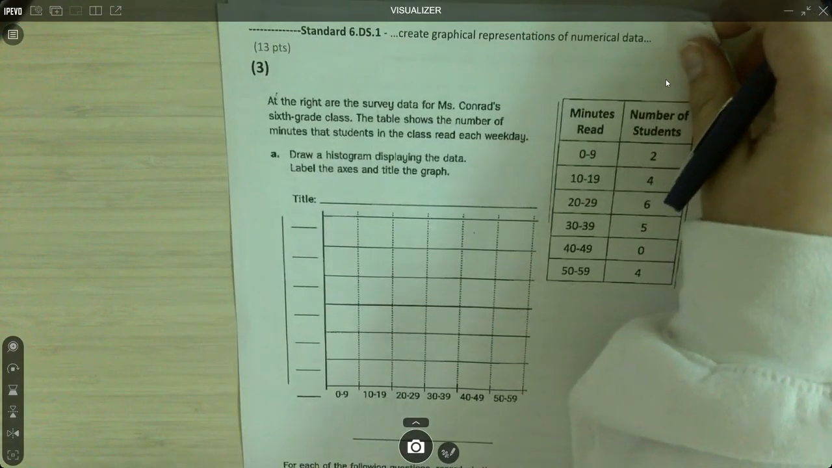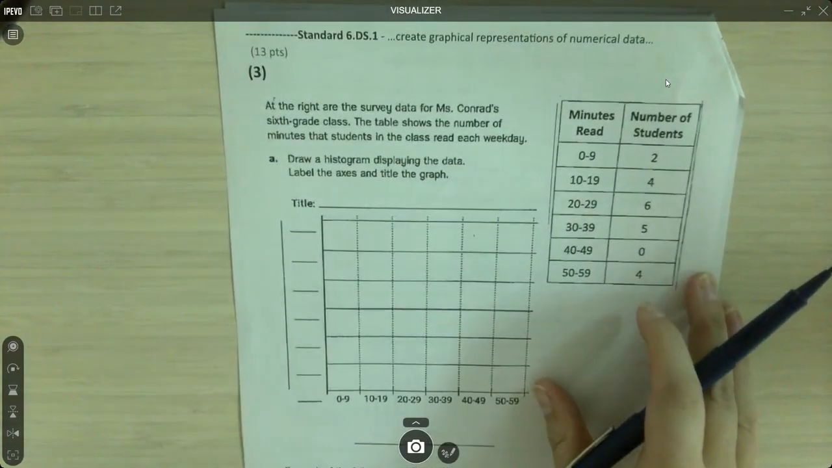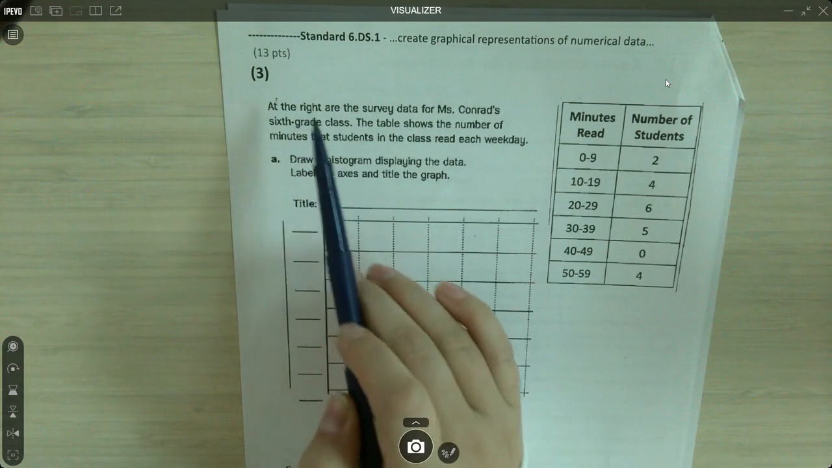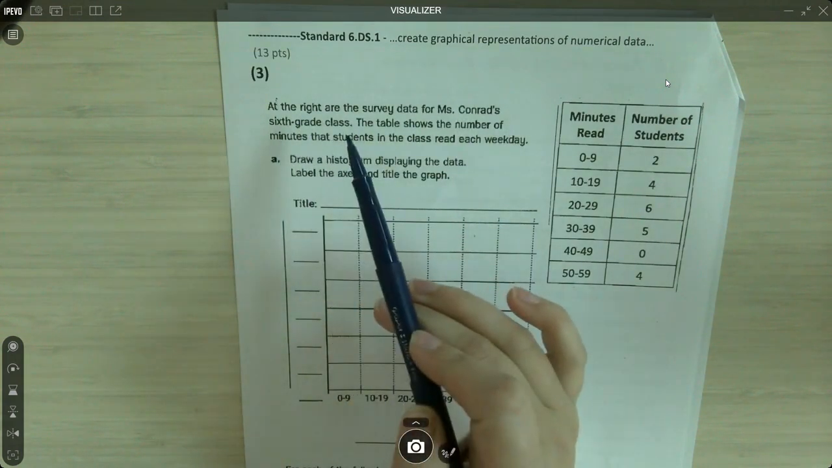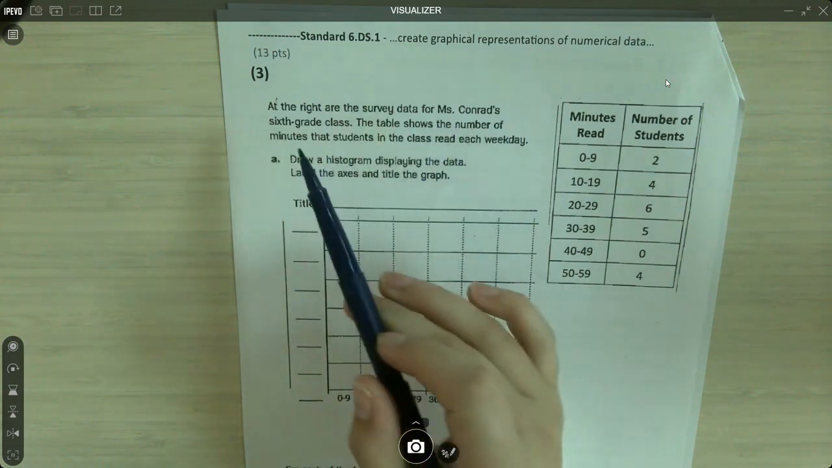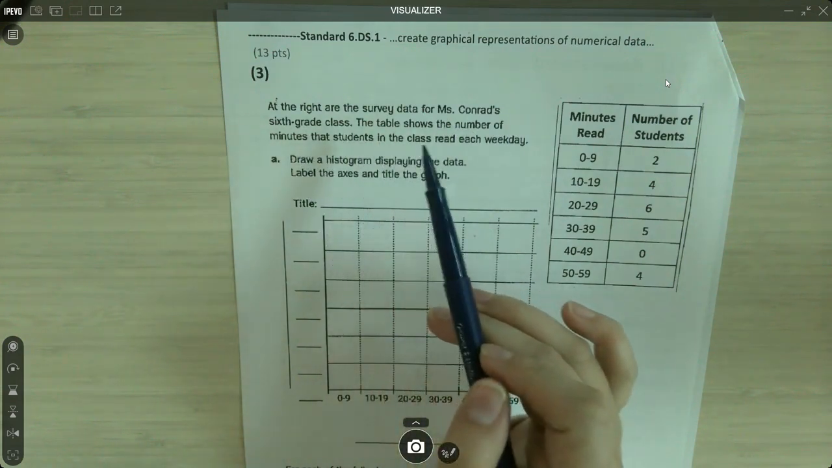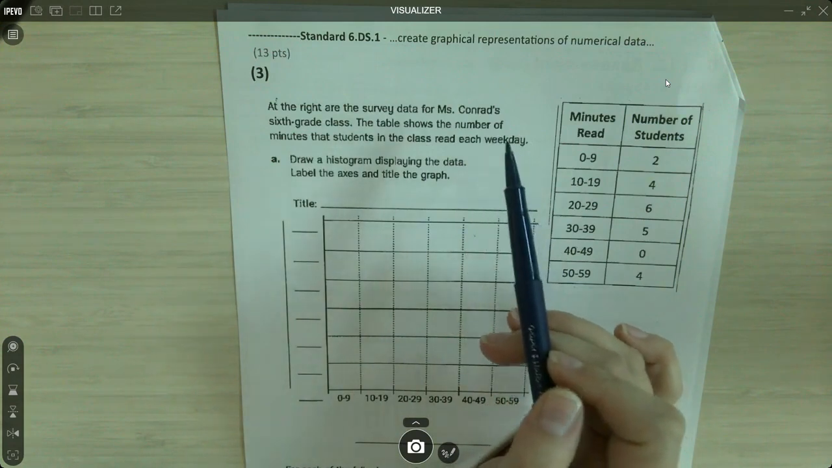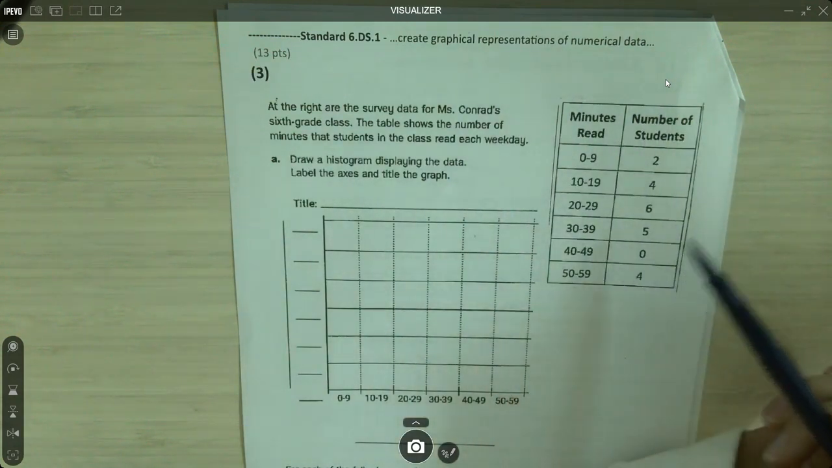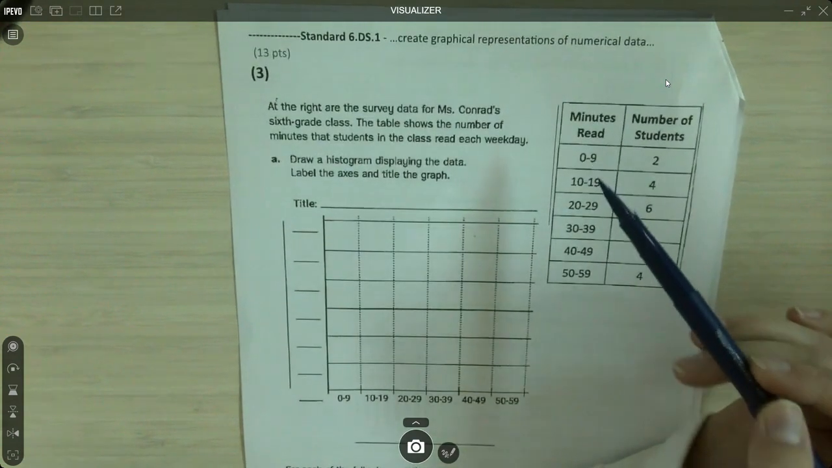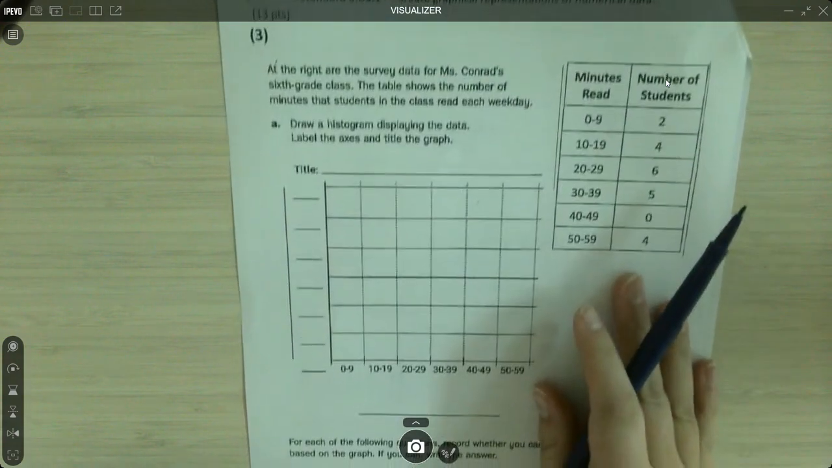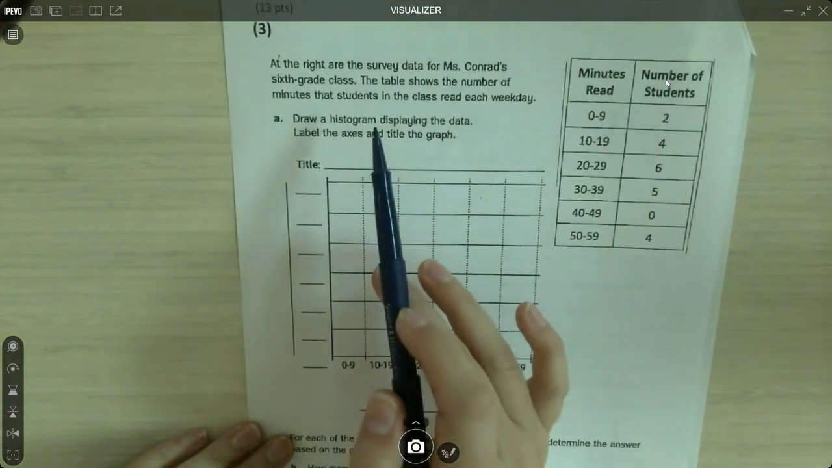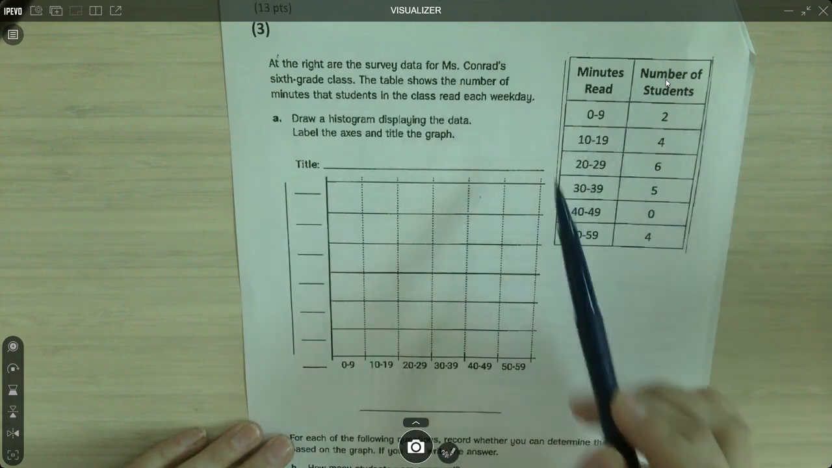Okay. Then if you flip your page over to question number 3, it says, at the right are the survey data for Miss Conrad's 6th grade class. The table shows the number of minutes that students in the class read each weekday. So over here, you see your table, you see your interval, and the number of students. So part A wants you to draw a histogram displaying the data that's in the table.